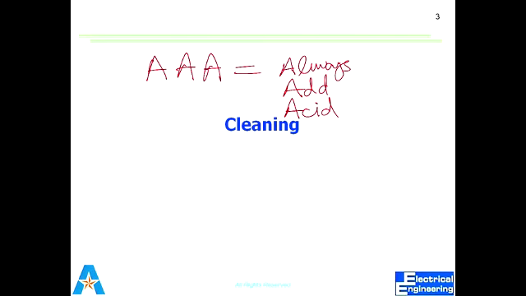So in cleaning, the first rule, that is the AAA rule, as I told you in the lab, is always add acid. Always add acid is a very important rule for the cleaning process. Whenever you need to prepare a solution for cleaning, and one of the components is acid, you always add acid. So acid always goes at the end of the process. Keep in mind that you never add something to the acid, but always add acid to the other chemicals.